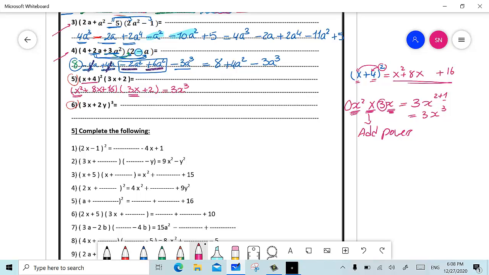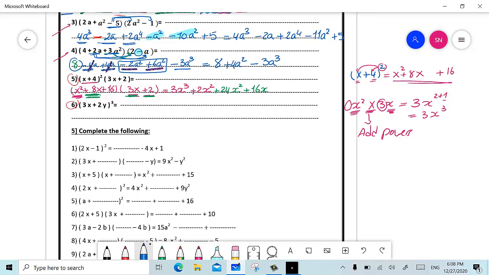And then I'm going now to multiply x squared by positive 2. X squared times positive 2, this is equal to positive 2x squared. Let's go now and multiply the second term, which is positive 8x. Positive 8x multiplied by 3x, this is equal to, go and multiply the coefficient, 3 times 8, this is equal to positive 24. And x times x, this is x squared. Now, let's go and multiply 8x by positive 2. 8x by positive 2, this is equal to positive 16x.